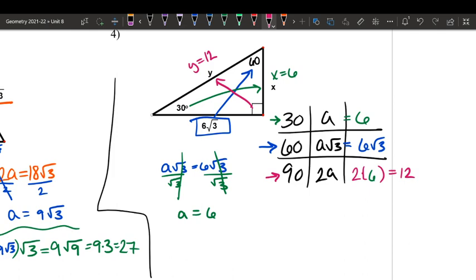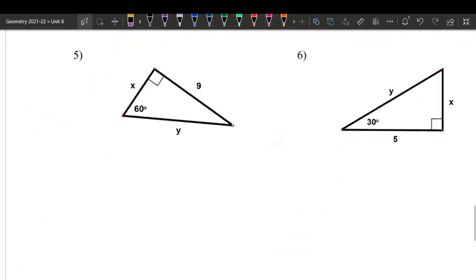So you set up your table. First you identify which kind of triangle you have. Do you have a 30, 60, 90? Do you have a 45, 45, 90? If you have one of those and you're asked for side lengths, set up your table, identify what you have to work with, and then start solving for a. Two more.